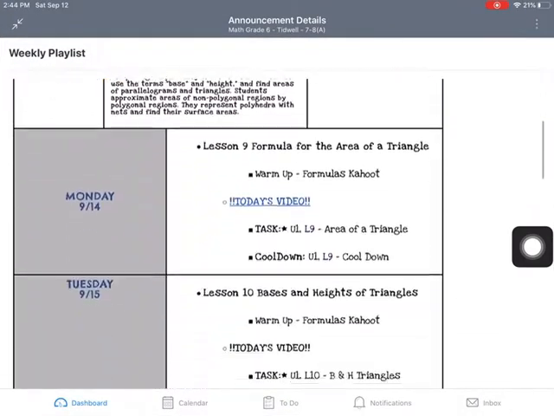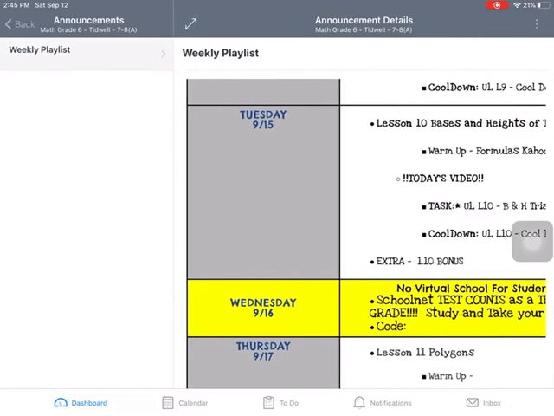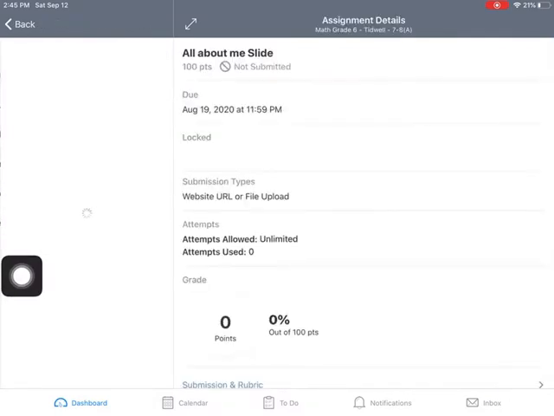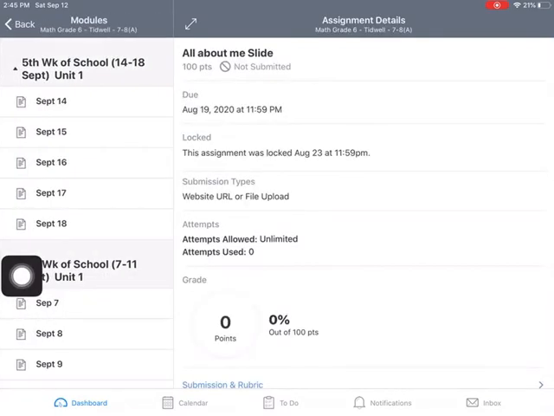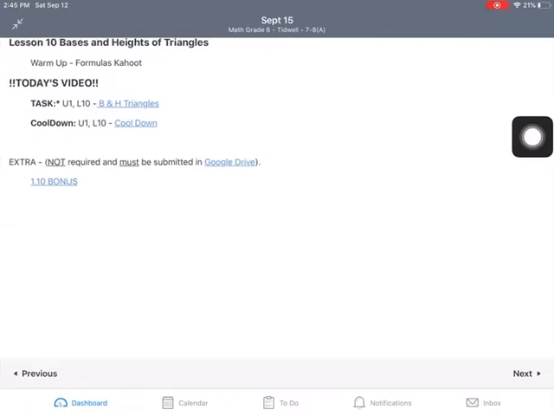Right. So we are going to go back to Canvas. And we see that we are on Tuesday, the 15th. Here's the stuff that we're going to be doing for today. So I'm going to go ahead and go in there through the modules today. There's several different ways that we can get there, but we're going to go through the module. Okay, now I can see our task and the cooldown. Then there is a bonus for today if you wanted to do that one. So let's go ahead and go to the task.